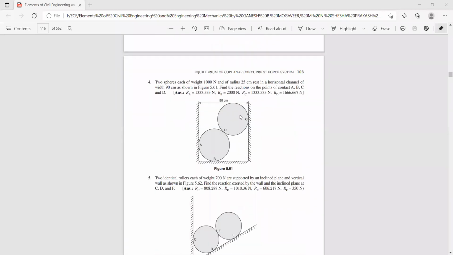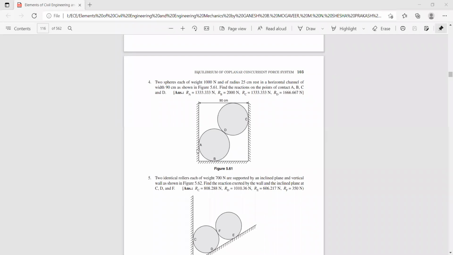So again, we shall discuss some more problems. Now again here you have two spheres of weight 1000 Newton and radius 25 centimeters resting in a horizontal channel of width 90 centimeters. So it is a box, as shown in the figure. Find the reactions at the points of contact A, B, C, and D. The weight of these spheres is the same, 1000 Newton, and the diameters are 50 centimeters each, placed in a square box of width 90 centimeters.